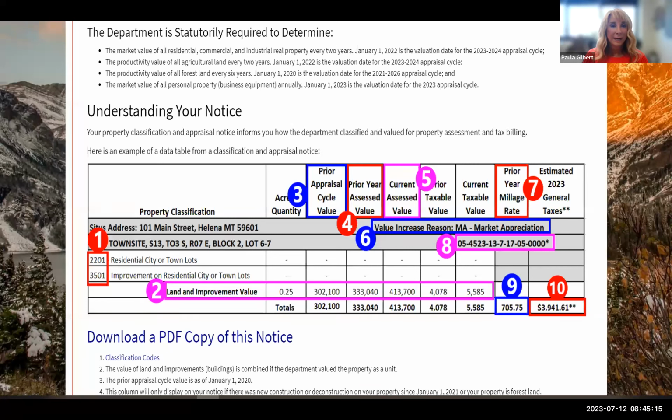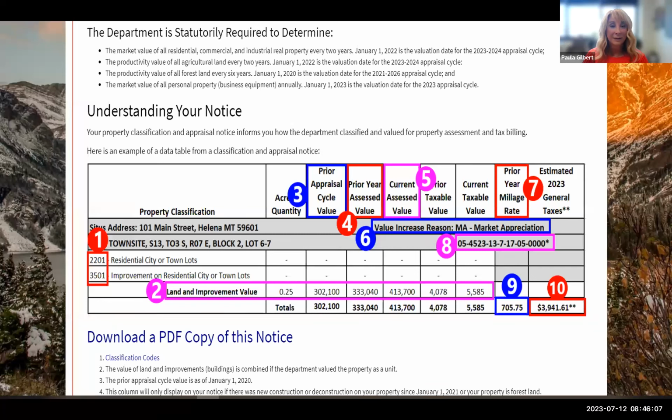The next column over is the prior appraisal cycle value. So let's talk a little bit about this because it can be a little bit confusing. In Montana, we have 2-year tax cycles. Once we set a value for the cycle, that value remains for 2 years unless changes have occurred to that property. So in this particular example, the value set on this property for 2021 was $302,100. Something clearly changed then for 2022 because the following year, 2022, that value increased to $333,040. So they may have finished a basement, they may have added a detached garage, something changed there.